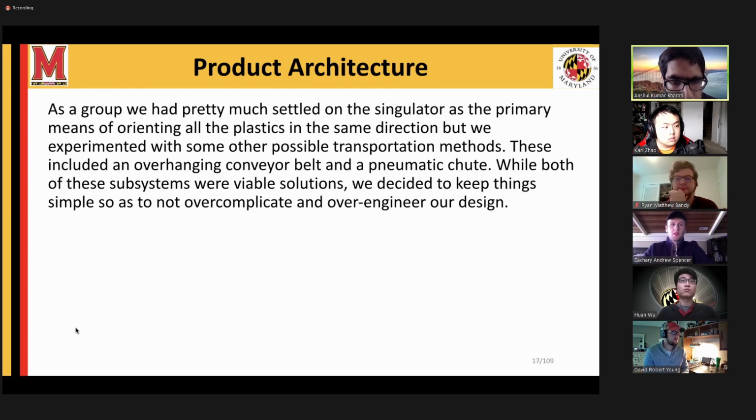As a group, we had settled on using a singulator as a primary means for orienting the plastic, but for transportation, we experimented with different methods, including an overhanging conveyor belt and a pneumatic chute. While both of these methods were viable, we decided to keep things simple and use a conveyor belt resting on the ground.